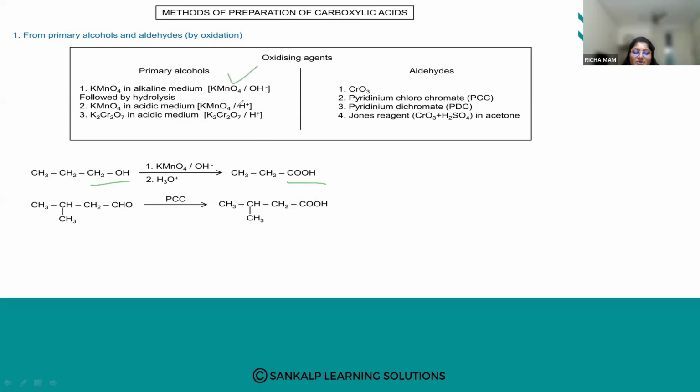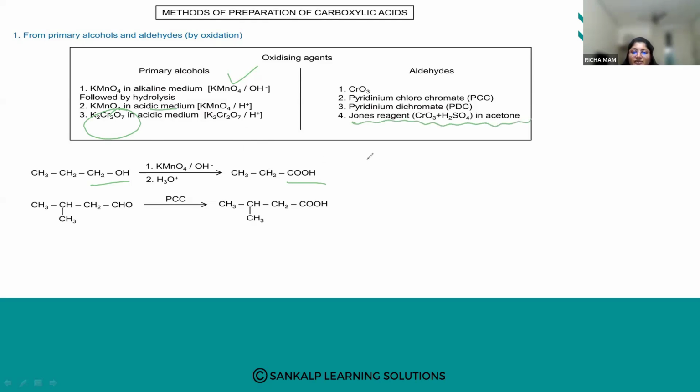We can use potassium permanganate. Potassium permanganate can be used in neutral medium, in acidic medium, or in basic medium. Or you can also use potassium dichromate in the presence of sulfuric acid, or you can use chromic acid in the presence of H2SO4, which is called the Jones reagent.